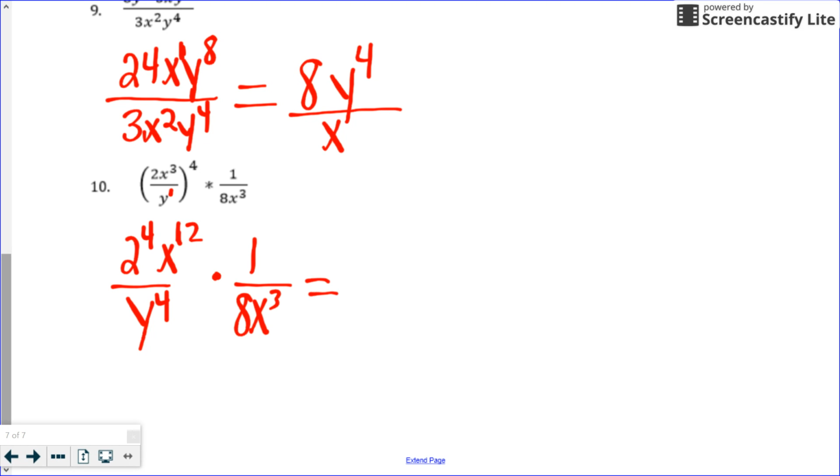Multiplying straight across, 2 to the 4th. 2 times 2 is 4, times 2 is 8, times 2 is 16. So 2 to the 4th would be 16 x to the 12, all times 1, so it's just 16x to the 12. On bottom, I've got an 8, I've got an x cubed, and a y to the 4.